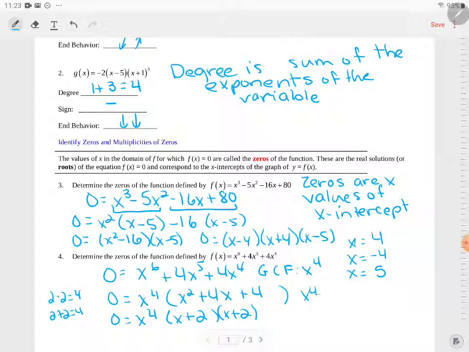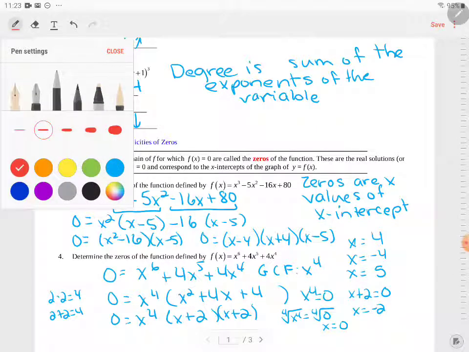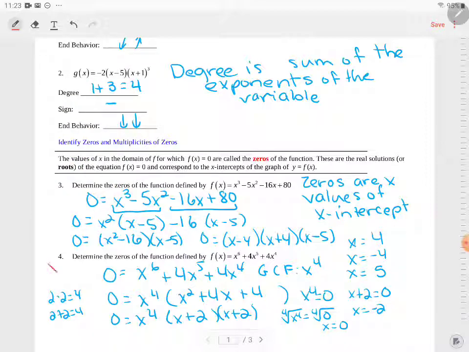X to the 4th equals 0. And x plus 2 equals 0. Those are the same, so we can just solve one of them. X equals negative 2. And here you're going to take the 4th root of both sides. And you're asking yourself, what times what is 0? And we get x equals 0. Okay, so our answers here for number 4 are x equals 0, comma negative 2. And the answers for number 3 are 4, negative 4, and 5.